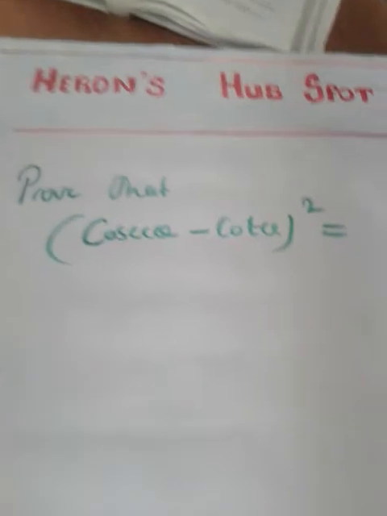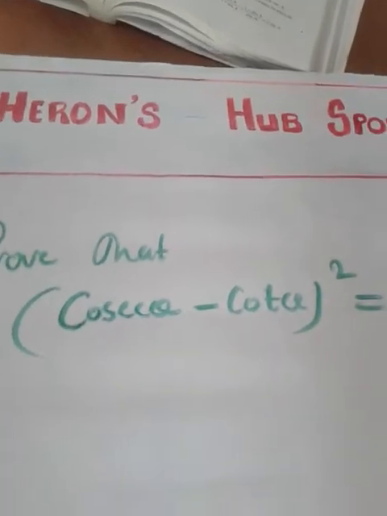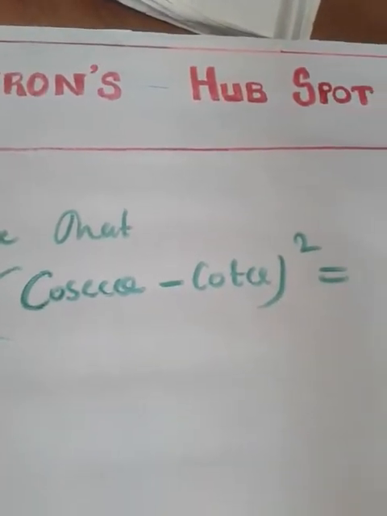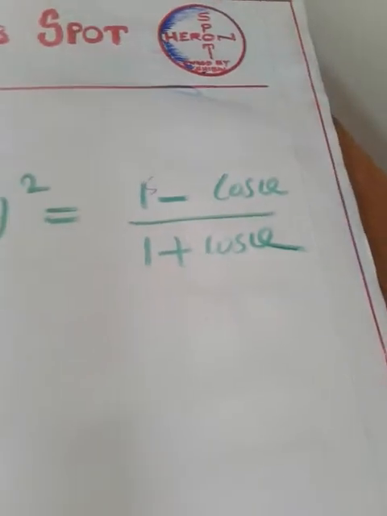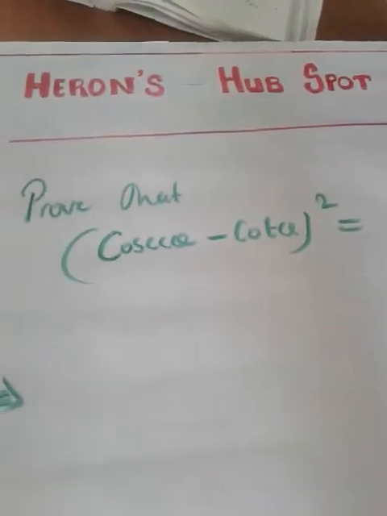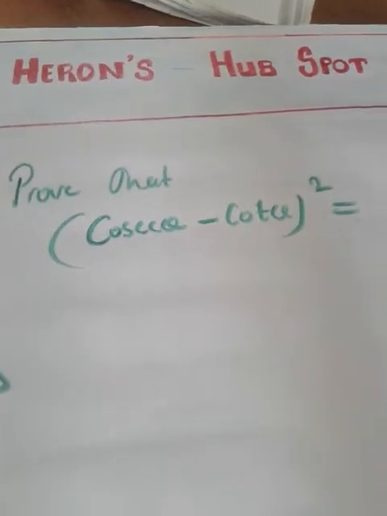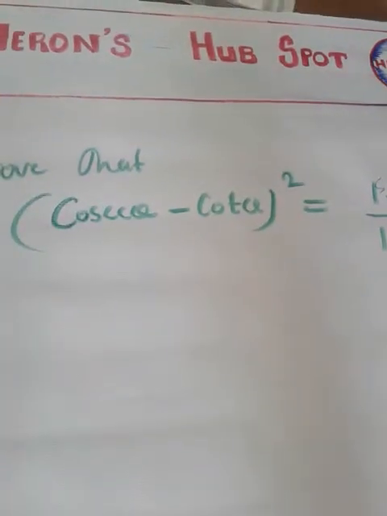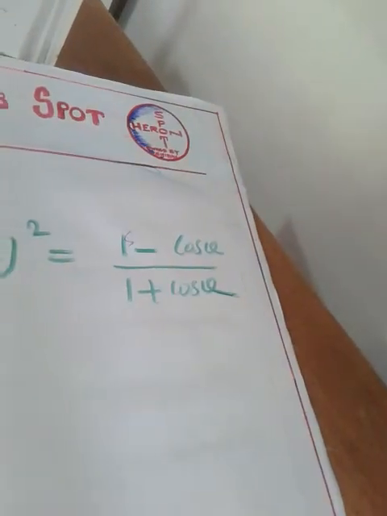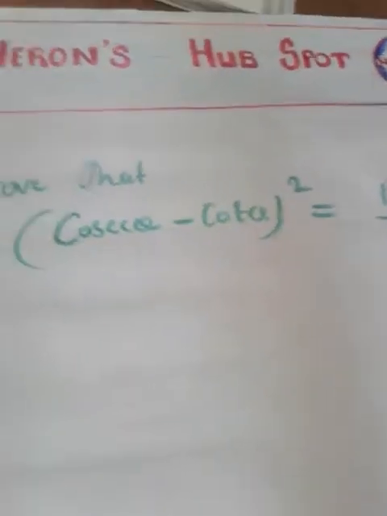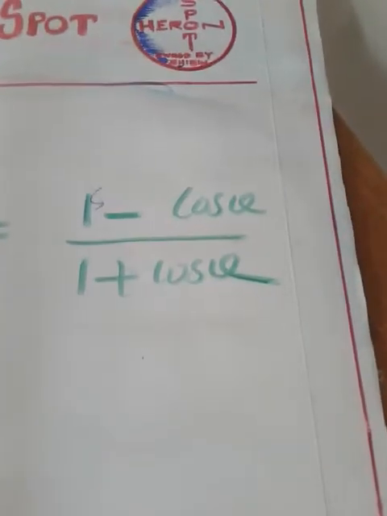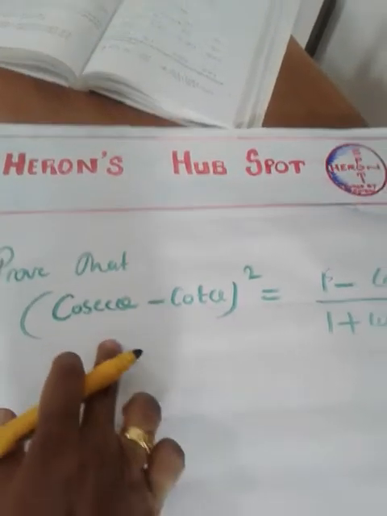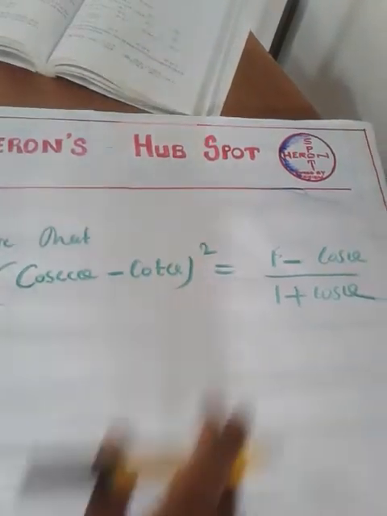And next question is prove that (cosec theta minus cot theta) all square is equal to (1 minus cos theta) by (1 plus cos theta). So I'm going to discuss how we can prove this. Look at the left side. We have to prove that LHS is equal to RHS. LHS is in terms of cosec and cot, while RHS is in terms of cos. So we have to make the presence of some cos here, then only we can reach RHS, because RHS contains cos.